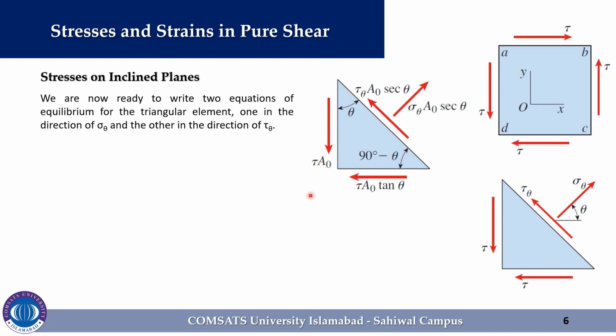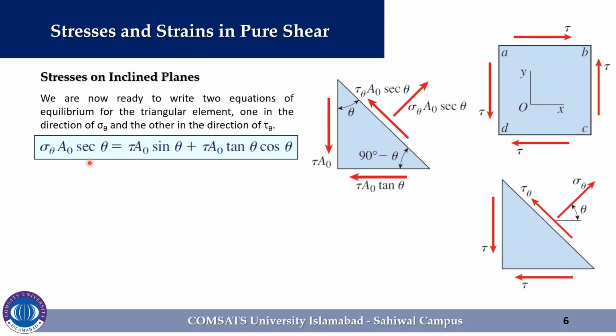Thus, the first equation obtained by summing forces in the direction of sigma theta is sigma theta A naught secant theta, that is equal to tau A naught sin theta plus tau A naught tan theta cos theta. And now by cancelling the area A naught on both sides and dividing the whole equation, left and right side, with secant theta, the equation reduces to sigma theta is equal to 2 tau sin theta cos theta.